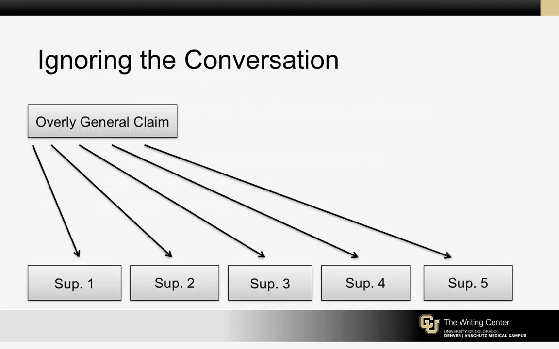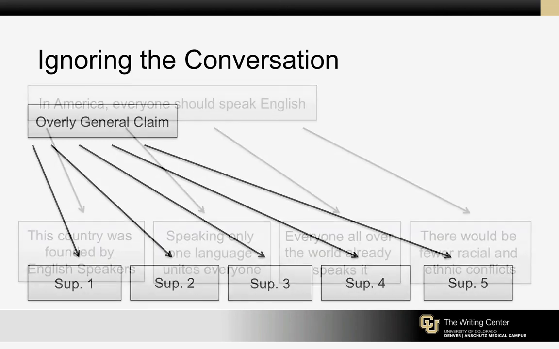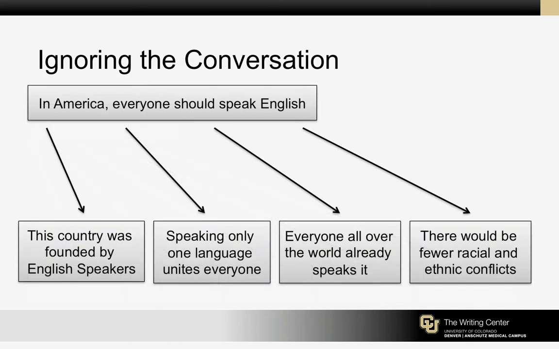This graphic represents an argument in isolation, one that doesn't acknowledge the conversation already happening. It simply asserts an overly general, mostly uninteresting claim and backs it with a handful of marginally related support points. For example, this writer of an argument in isolation might claim that, in America, everyone should speak English. As support, the writer could cobble together paragraphs about the country being founded by English speakers, how speaking one language will unite everyone, how English is already universal, and how English would ease tensions and conflicts.